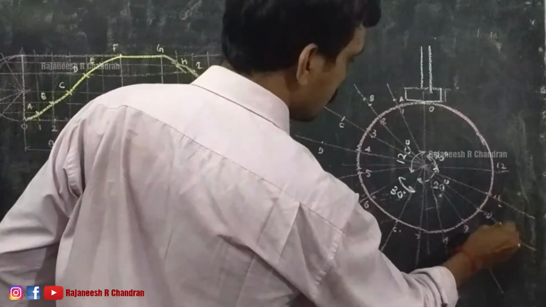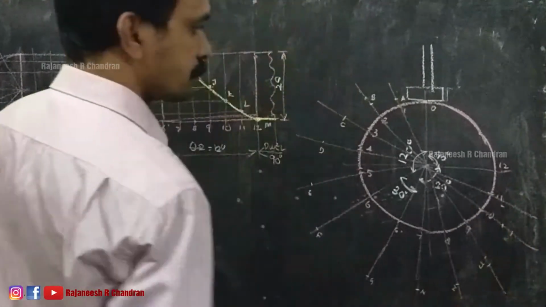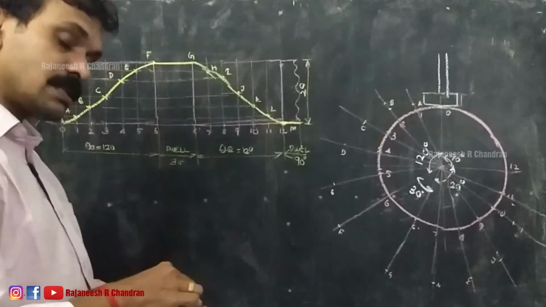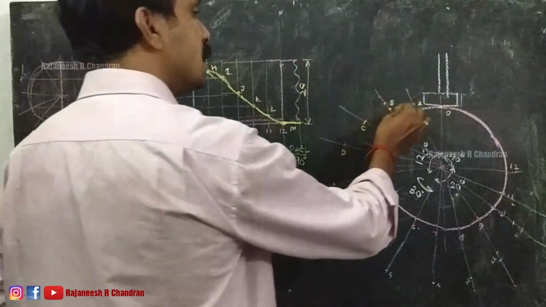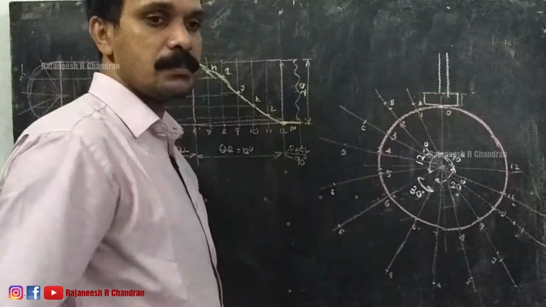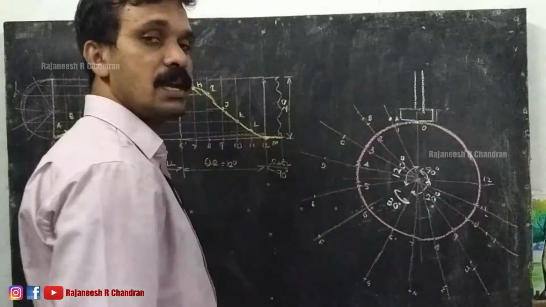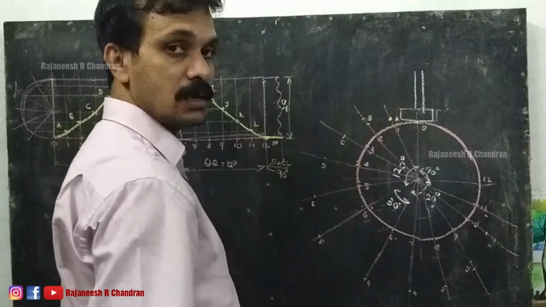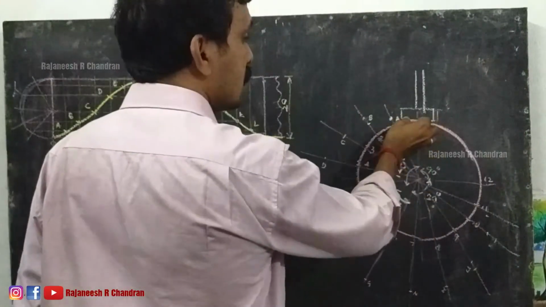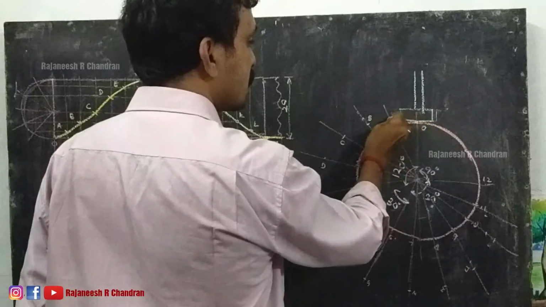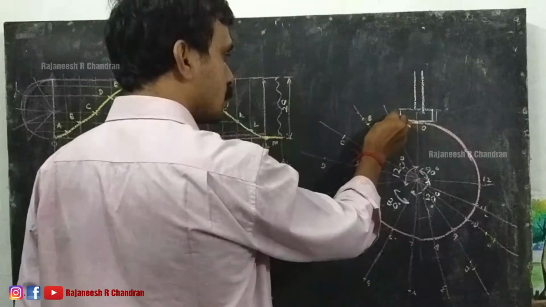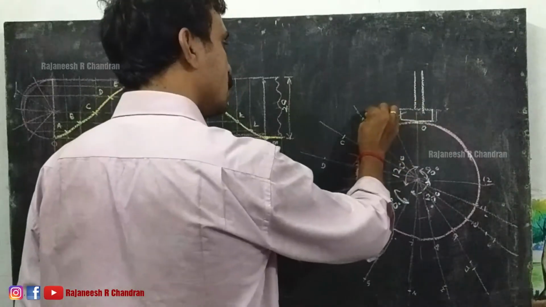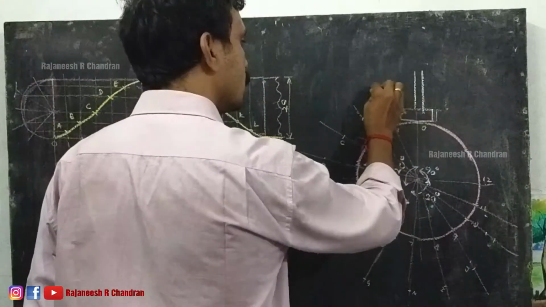This will be L. This will be K. This will be J. All the points are marked. Now the step is, through this point A, you have to mark the flat faced follower. How can we mark it? See, take this distance and this distance. Take this distance and draw a line perpendicular to this line in this direction. The same distance has to be marked here, so that you will get a flat faced follower here.